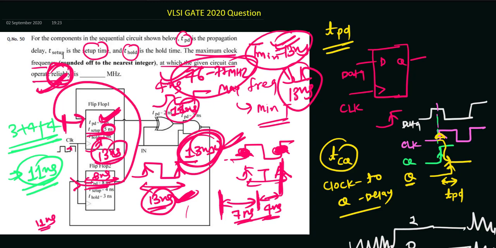Now you can have multiple questions based upon that. Sometimes they will give some critical path or critical circuits, and you just need to find the minimum time period we need to apply so that we can follow the setup time constraint and the hold time constraint. So the answer for this will be 76 to 77 megahertz. If you solve 1 by 13 nanosecond, it will be around this only.